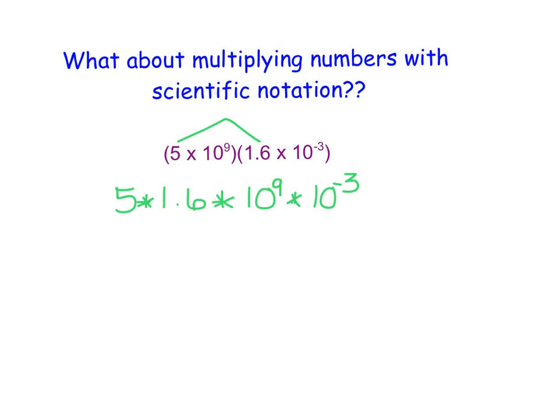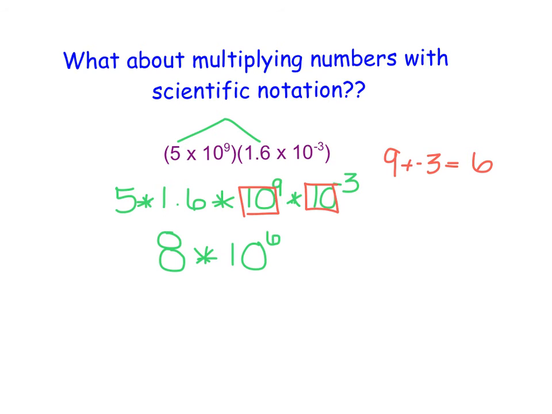So here we have 5 times 1.6, which I know is 8. And then I have 10 to the power of 9 times 10 to the power of negative 3. And I know that because these have the exact same base, I can simply add their exponents. And 9 plus a negative 3 leaves me with 6. So I'm going to have 8 times 10 to the power of positive 6.